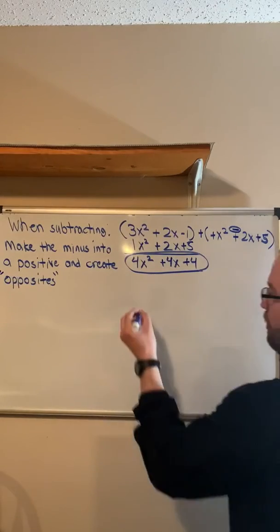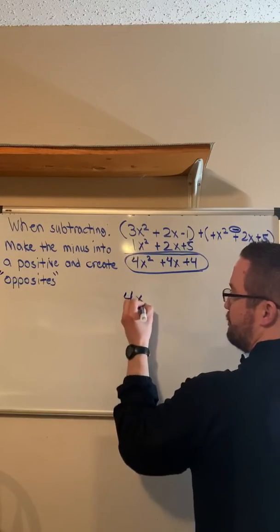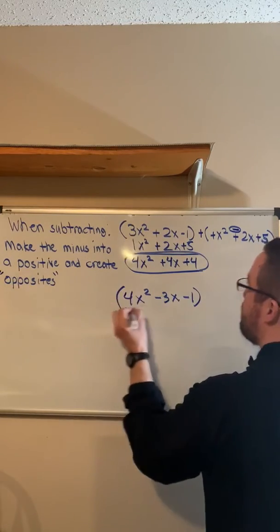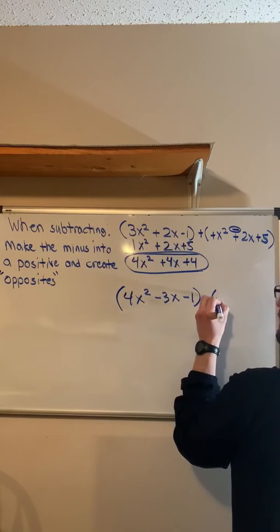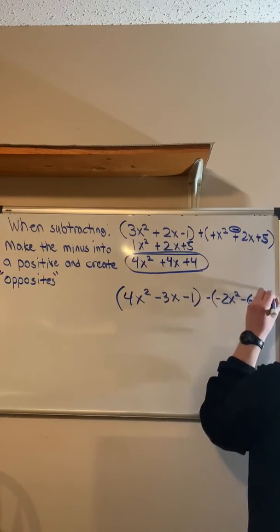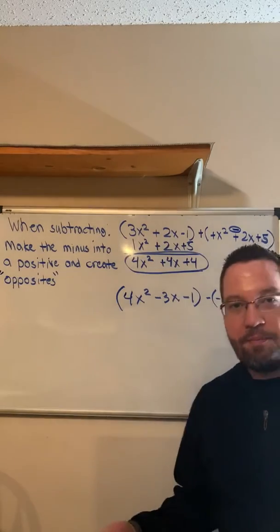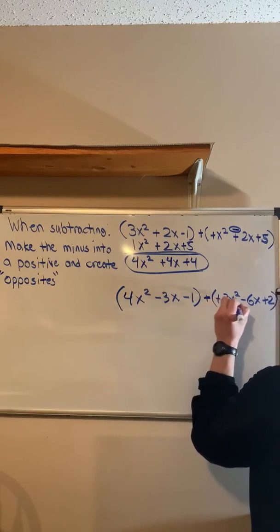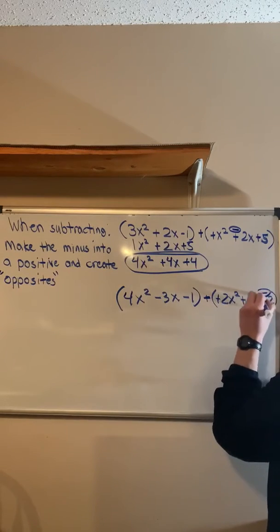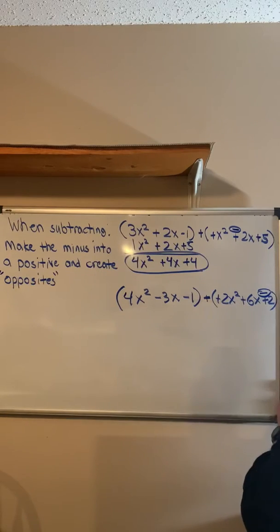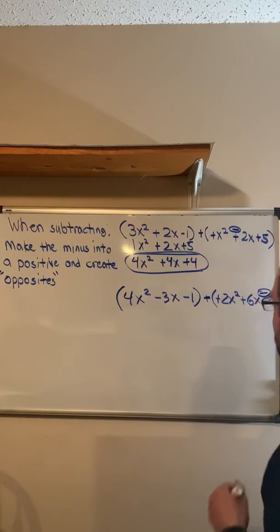Okay, let's go with 4x squared minus 3x minus 1. And we're going to subtract a negative 2x squared minus 6x plus 2. So again, I see my negative, I make it into a positive, and everything becomes its opposite. So I had a negative 2x squared, and now it's a positive 2x squared. I had a negative 6x, and now it's a positive 6x. Had a positive 2, and now it's negative 2.